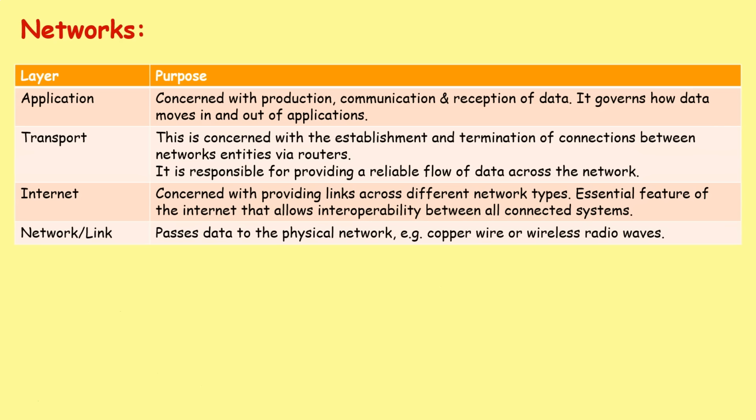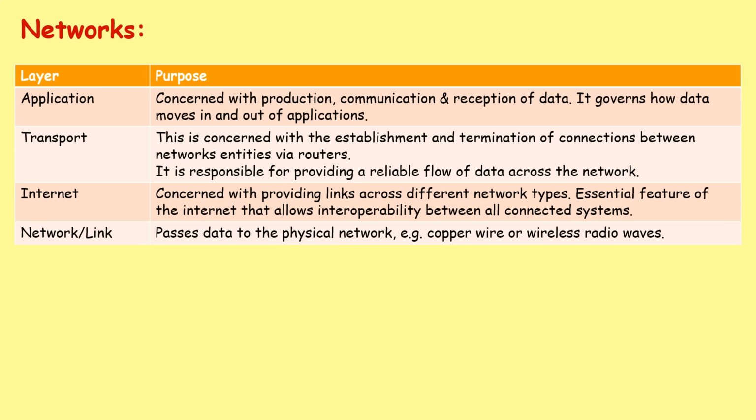So for example, here we have a typical model. We've got the application layer, the transport layer, the internet layer, and the network or link layer. So this is the TCP/IP model, the TCP/IP suite, that is kind of the basis for how we transmit data across the internet. The application layer is concerned with the production, communication, and reception of data. It governs how data moves in and out of applications.